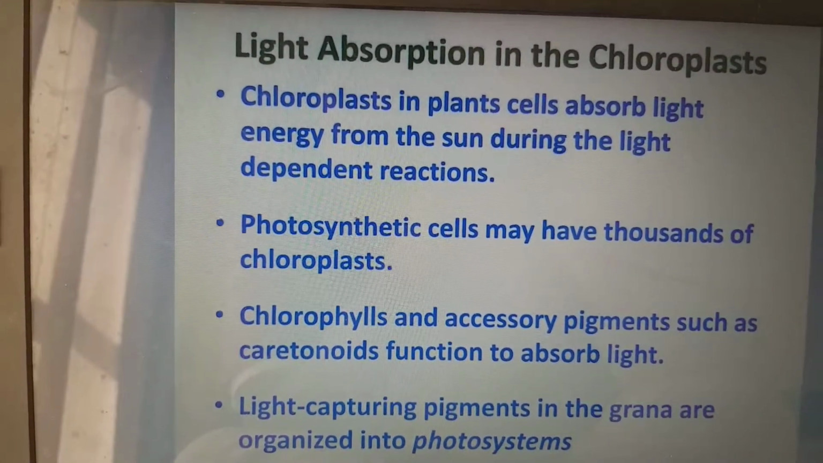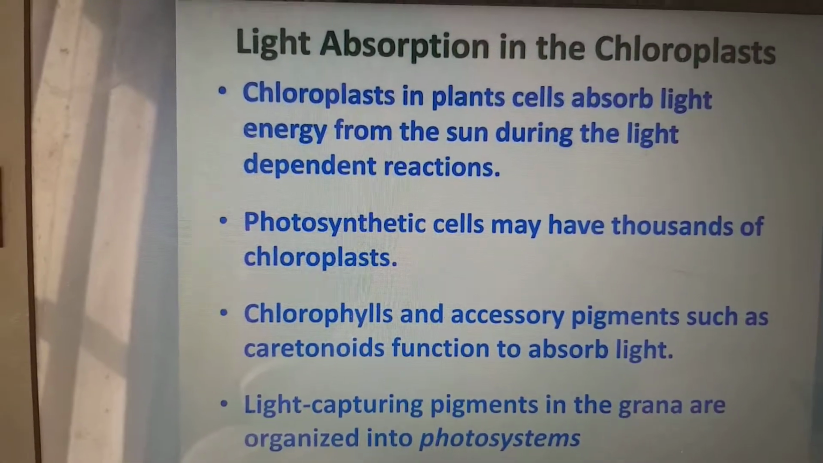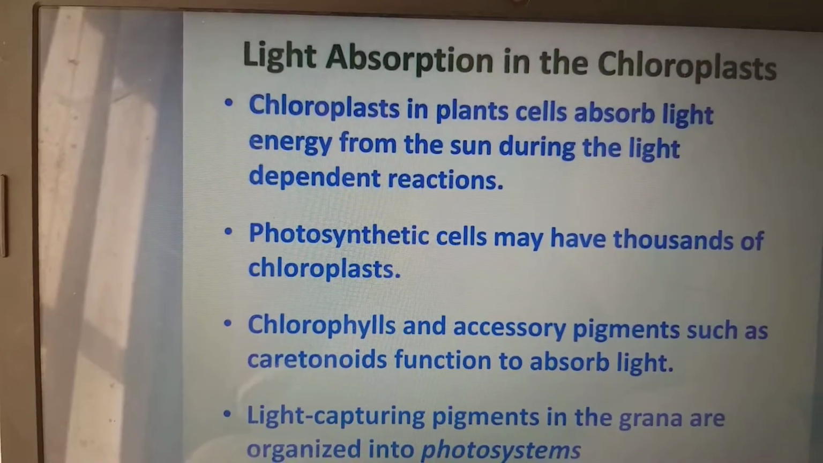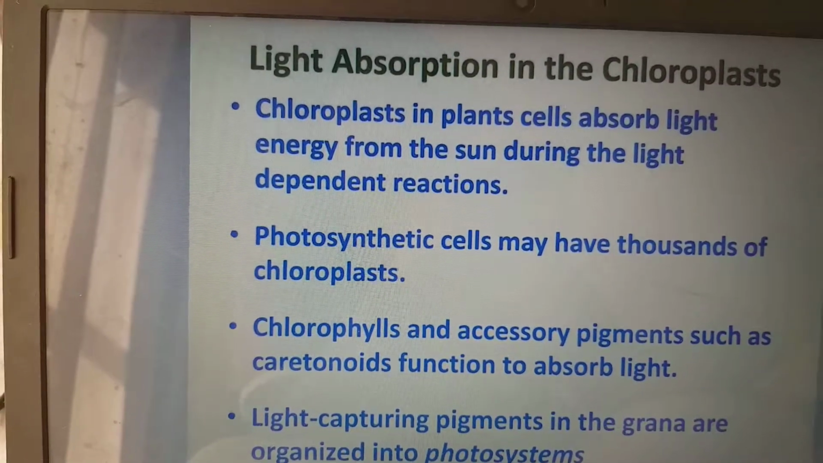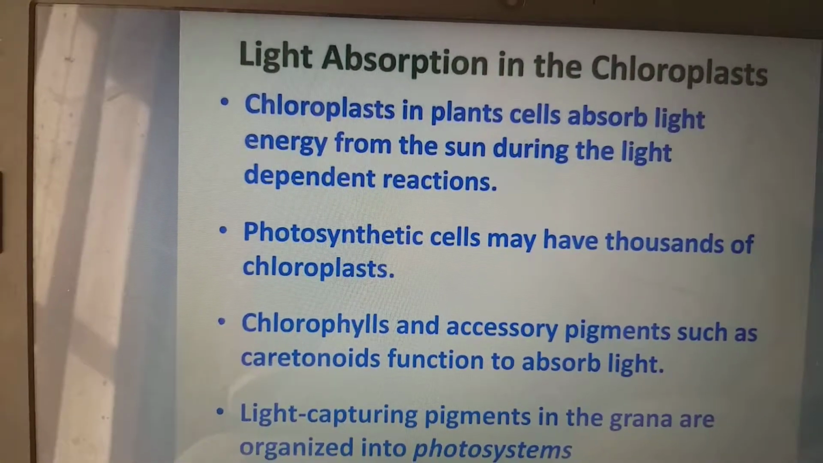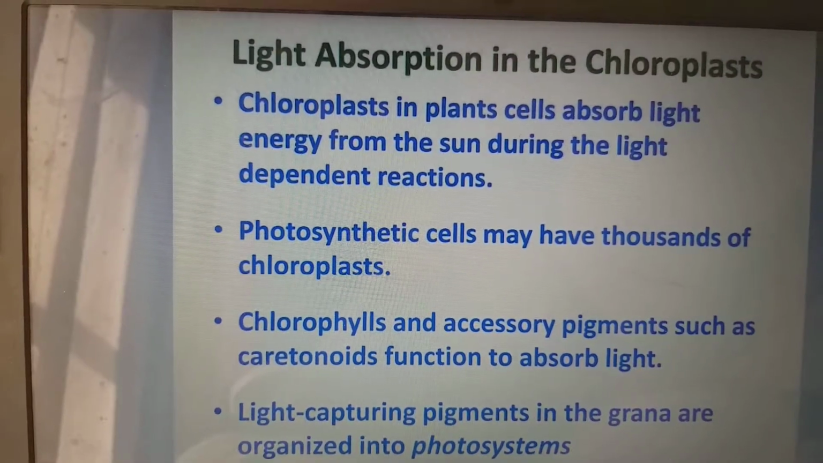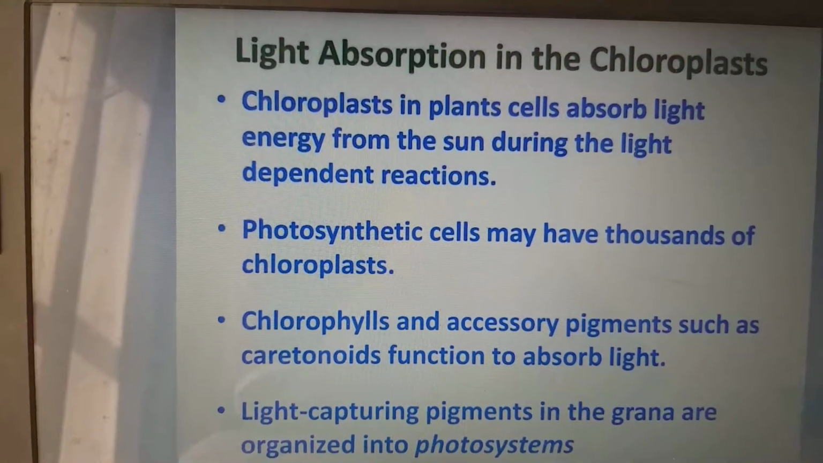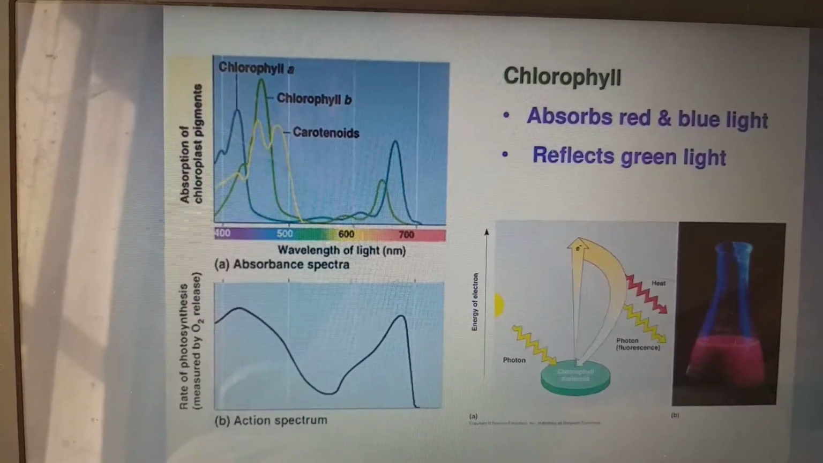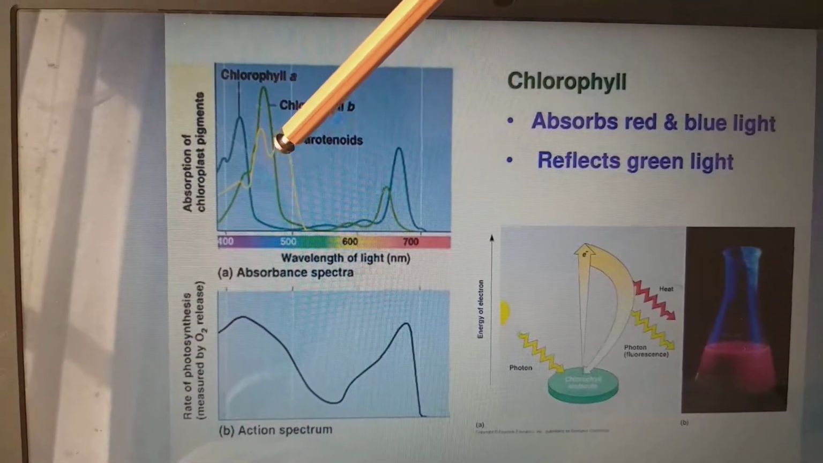The light-capturing pigments in the grana are organized into photosystems. On the thylakoid membrane, for example, many stacks of thylakoids together we call a granum. In that stack, we take one thylakoid. On the membrane of the thylakoid, we have the chlorophyll pigments, and all these pigments are organized in the form of photosystems. Coming to the chlorophyll, we have many pigments like chlorophyll A, chlorophyll B, and the carotenoids.